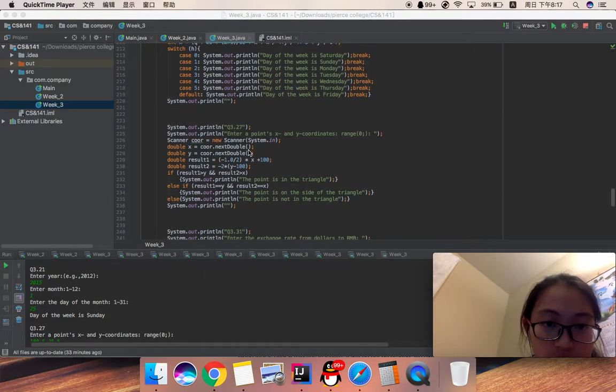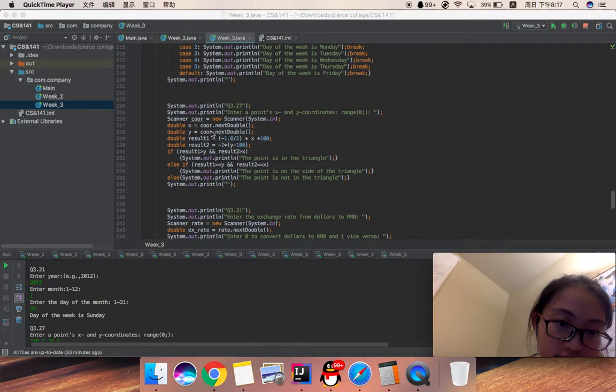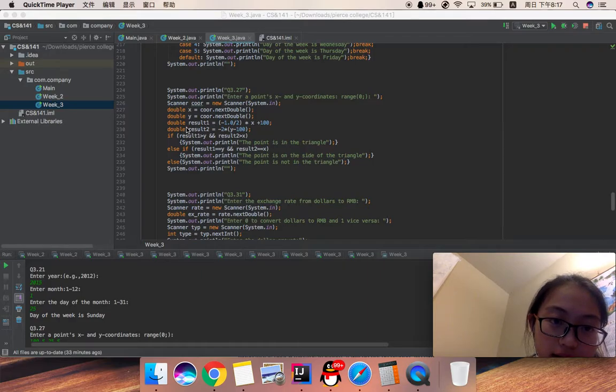And for question number 27, it's basically the same thing: I use the scanner to read my input and have my introduction here, and I define two variables. X stands for the x coordinate of the input, and y stands for the y coordinate of the input. I have my result 1 and result 2 here, and result 1 is just that I plug x into the equation, and that gives me the y coordinate of the point that is exactly on the line. So if the y coordinate, result 1, which is on the line, is greater than the input y coordinate, that means the point is inside the triangle.